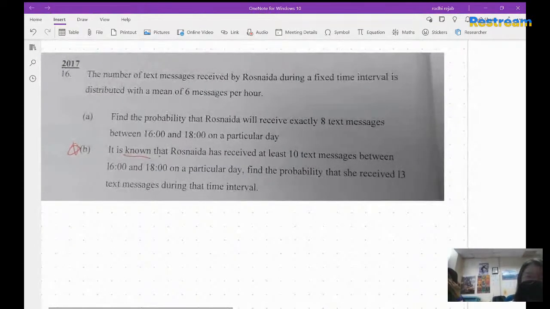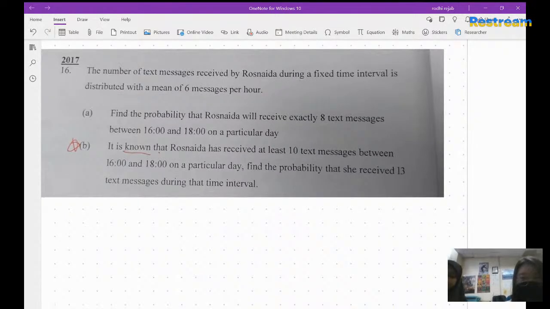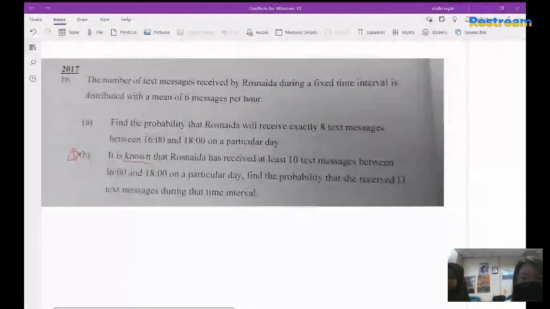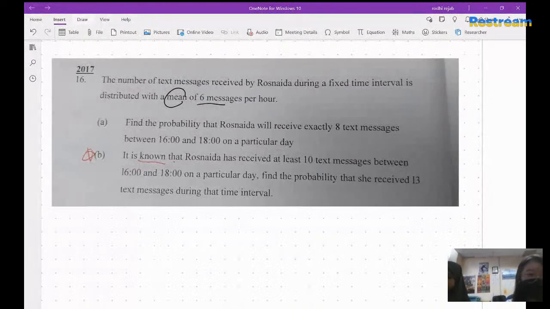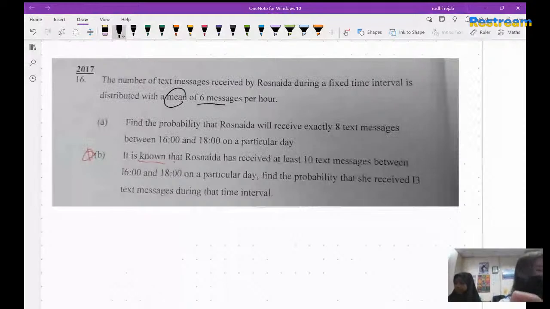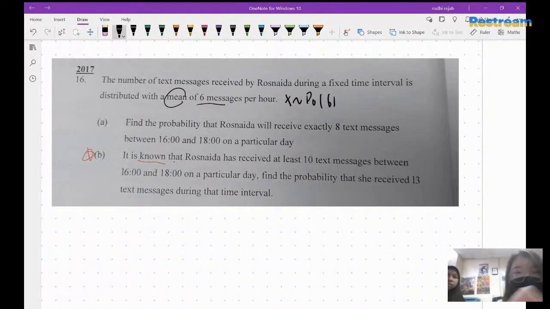Okay. So, hi guys. I will be explaining this 2017 question. The number of text message, this one is a poisson. So, how do we know it's poisson? Because here the mean is 6. So we know that this one is a poisson. So we can write X follows Poisson 6.